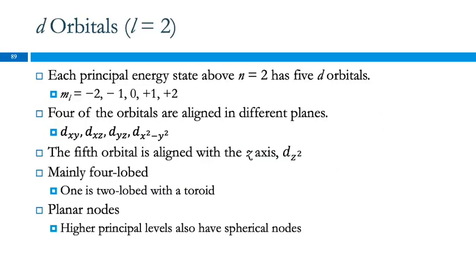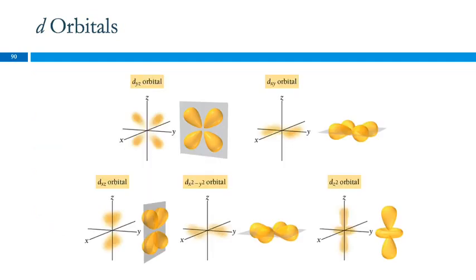Then there's the d orbitals. Yeah, there's details. This is what they look like. The first 4 aren't so bad. They kind of look like doubled p orbitals, right? So here we've got 4 lobes instead of 2. And there's one in the YZ plane, and one in the XY plane, and one in the XZ plane. And this one is in the x squared minus y squared plane. And then there's this guy.